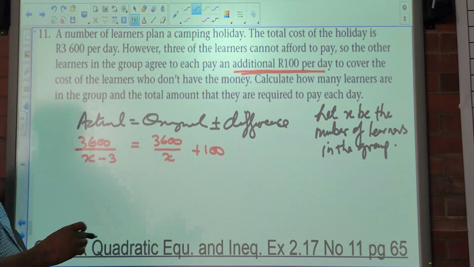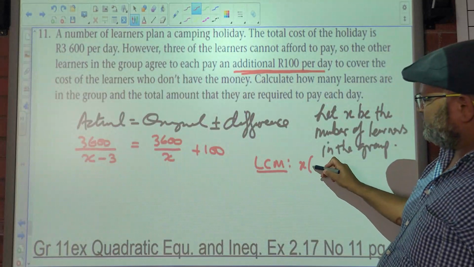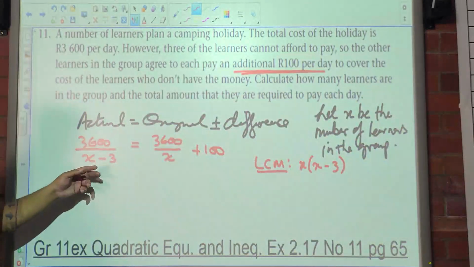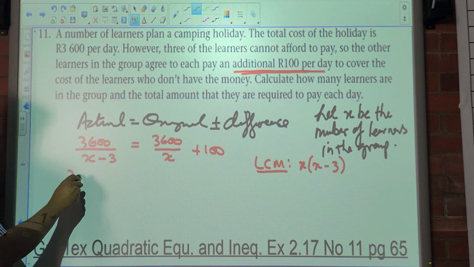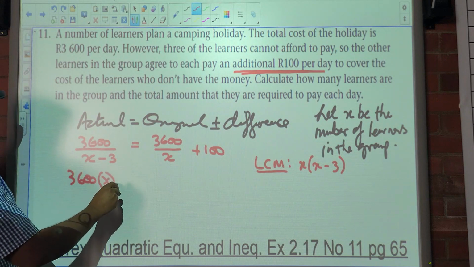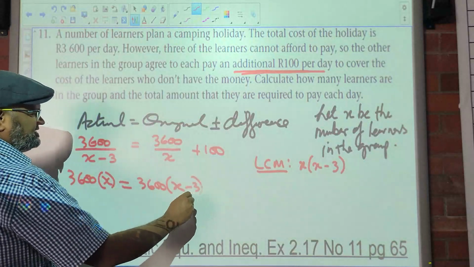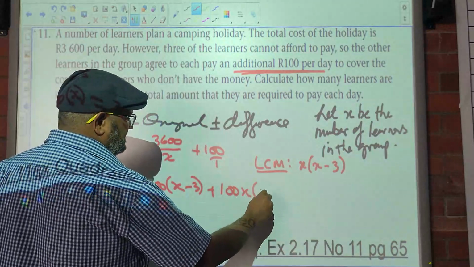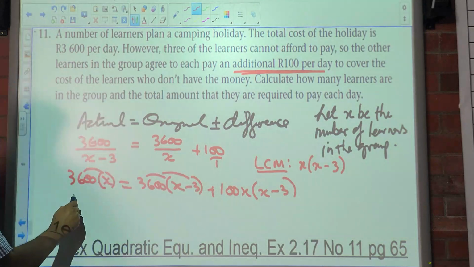Okay. So what's my LCM here? x into x minus 3. So what must this fraction be multiplied by? What must this denominator be multiplied by? x. So it's 3,600 into x equals 3,600 into x minus 3 plus 100, and this has to be multiplied by x into x minus 3. Not so? From here, just multiply out to get rid of the brackets.